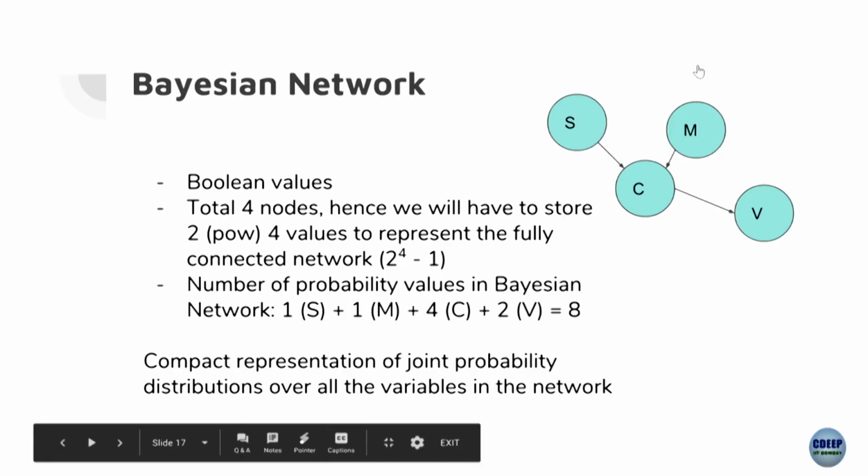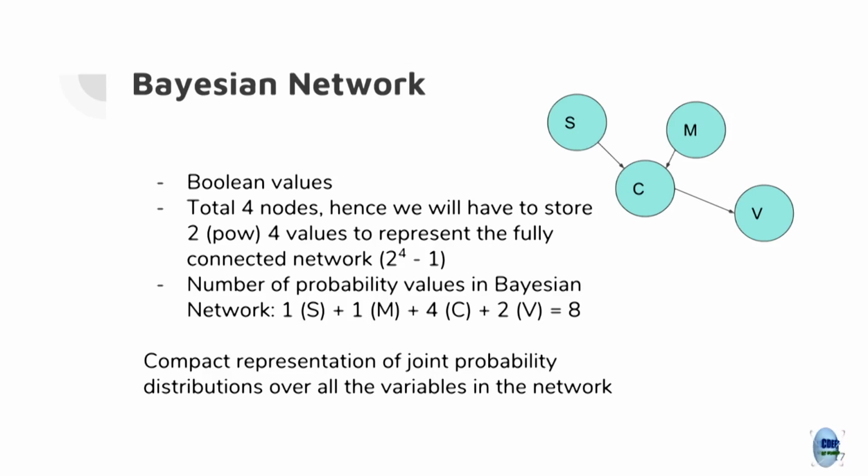So you will have to store 2 power 4 values to represent the fully connected network. In fact, 2 power 4 minus 1, fully connected in the sense S connected to M, S connected to C, S connected to V, like all others connected. What is S given M, what is S given C, S given V, all these connections, you need to store. How many connections will there be, almost 2 power 4, 2 power 4 minus 1, 15 connections will be there. Do you get what I am saying there?